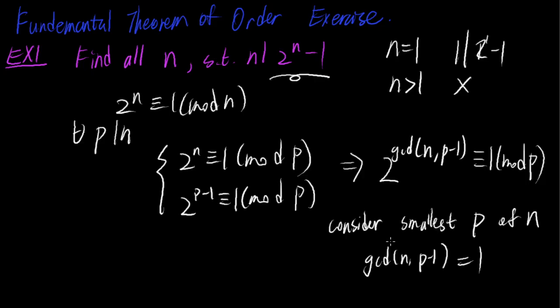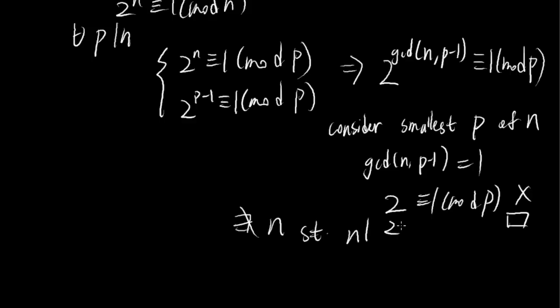We can choose the smallest prime for every given natural number n. So we know that here we have 2 is congruent to 1 mod p, and this is impossible when p is larger than 1. And therefore we've finished our proof, which is that there does not exist any n such that this divisibility holds. Yeah, we finished our proof.